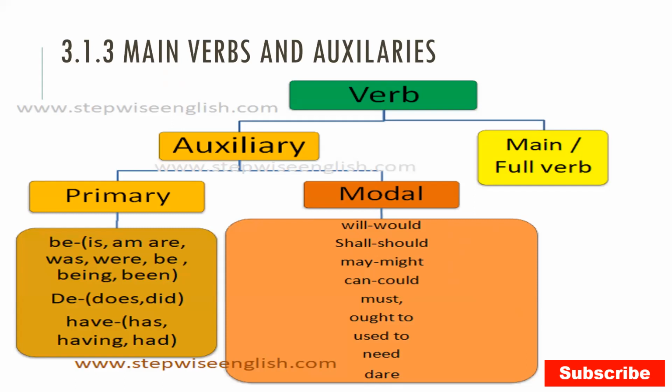One is primary, one is modals. So when we are going towards the primary auxiliary, it would be be, do, have. And in be, we have all the forms: is, am, are, was, were, be, being, been. Is, am, are, you already know that it is used for the present tense. Was, were, these are used for the past tense, and be, being, this means that something is happening in a continuity.